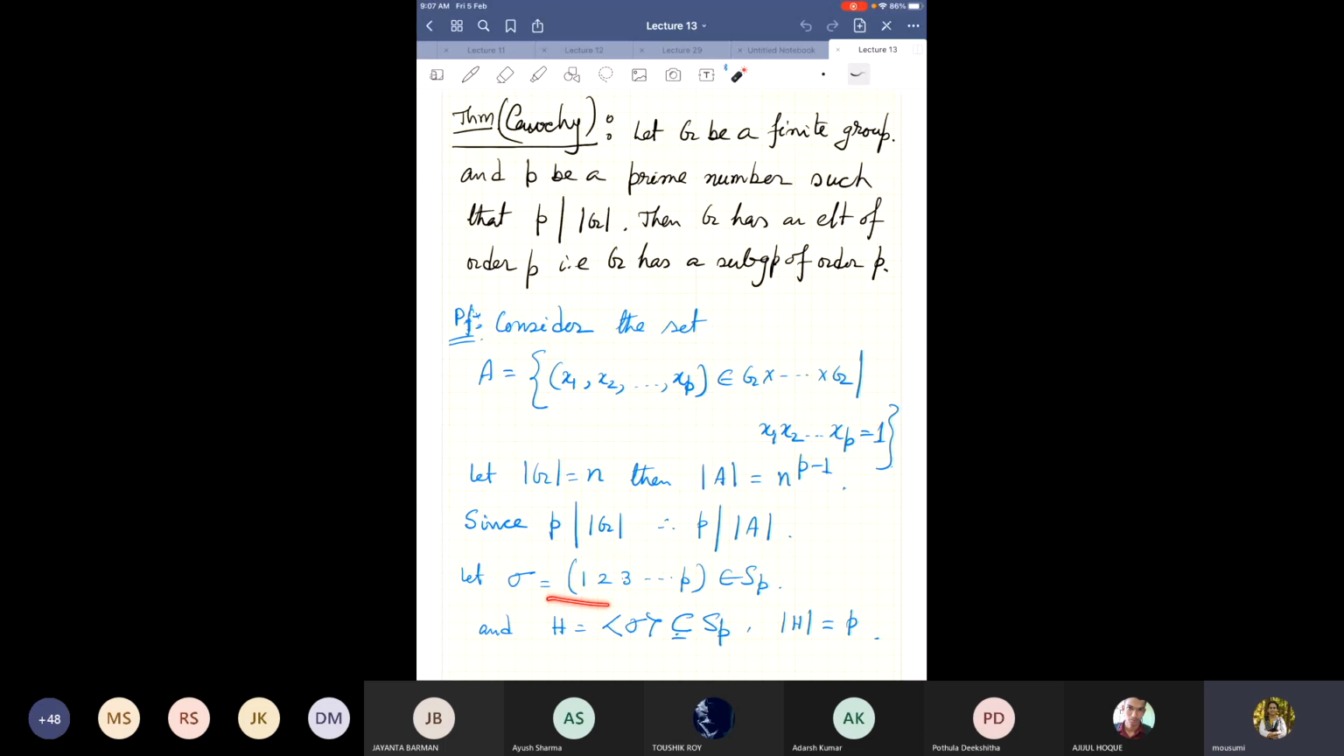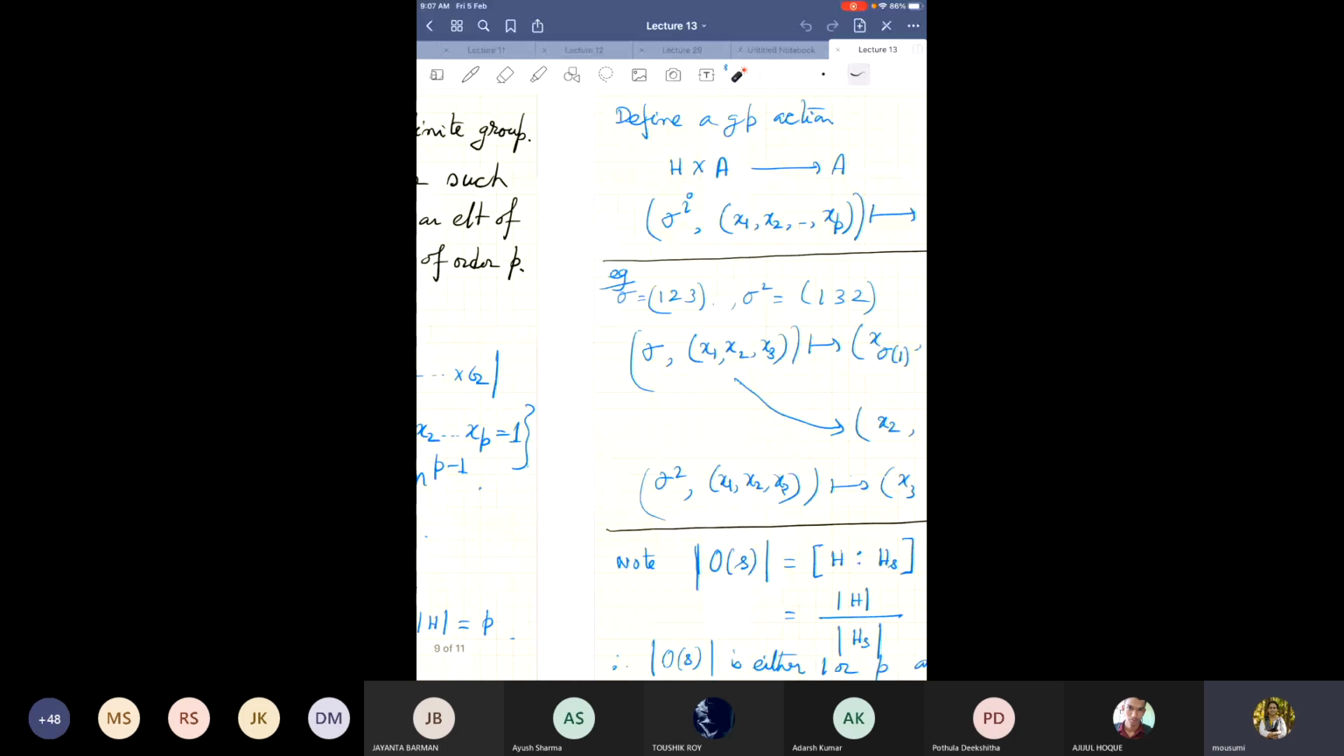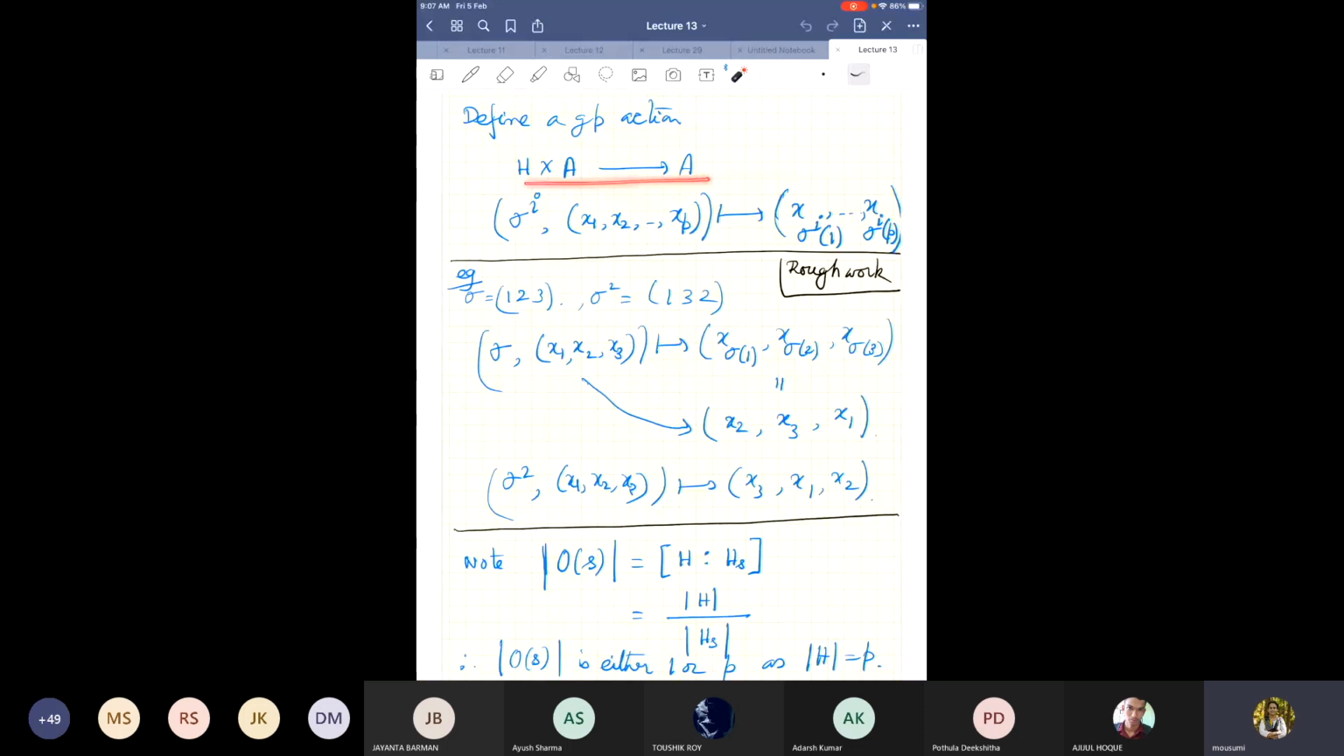Then I have considered one permutation, a P cycle. So this H is a subgroup of the symmetric group on P elements, generated by a P cycle. So the order of H is nothing but P. Now I have defined this group action. Was this group action clear? Yes, ma'am.